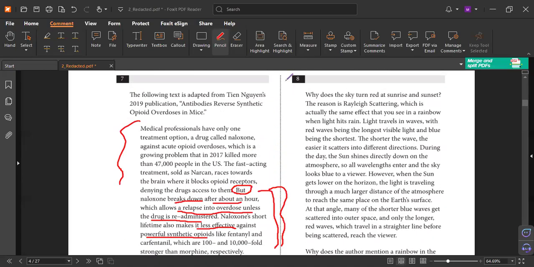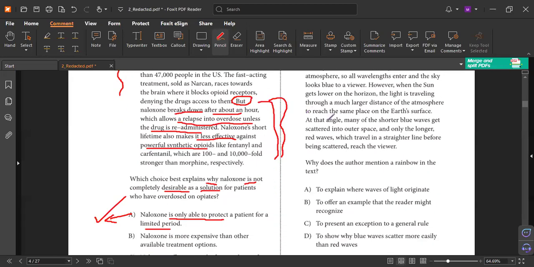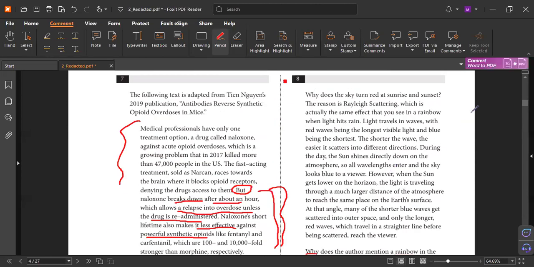I will stop at question number 8. Let's read the question. Why did he mention the rainbow, perhaps to illustrate an idea? It's good to read it very quickly.